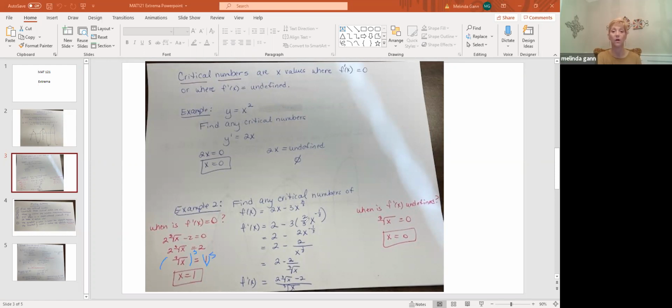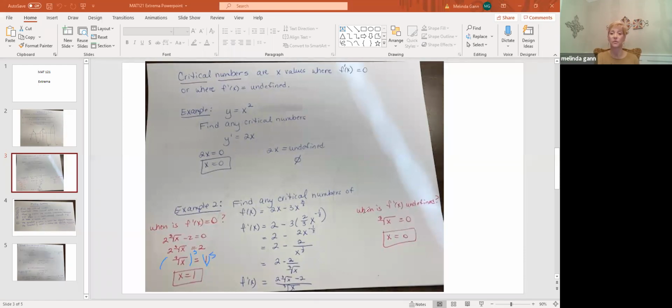Okay. Now, I need to know, is this derivative ever undefined? Well, again, it's a fraction. When is a fraction undefined? Isn't a fraction undefined when the bottom is 0? All right, so I just took the cube root of x and set it equal to 0. So I cubed this side and got x and cubed that side and got 0. So I've got two critical values, 1 and 0.